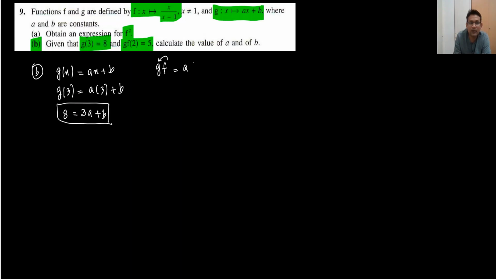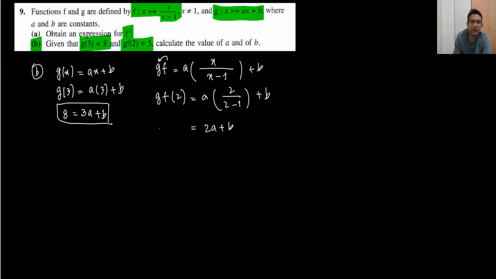So a, and in the place of x, I will write the equation of f(x), x upon x minus 1. Now, you don't need to simplify, you can do it directly here, 2, and the answer is coming 2 upon 2 minus 1 plus b. That's how we can work on it without the long calculation. It's 2 upon 2 minus 1 is 1, so it's 2a plus b. This was the lengthy one when I used. What's the second possibility to find gf(2)?